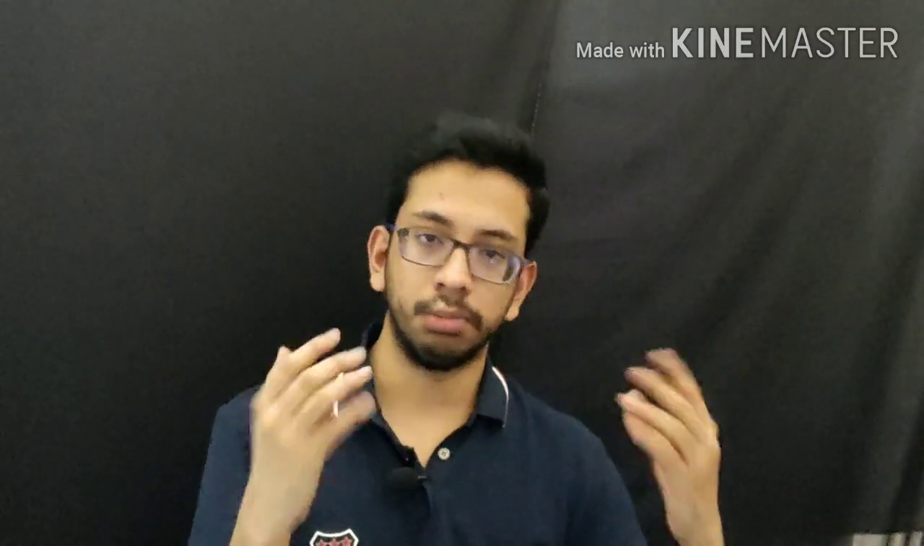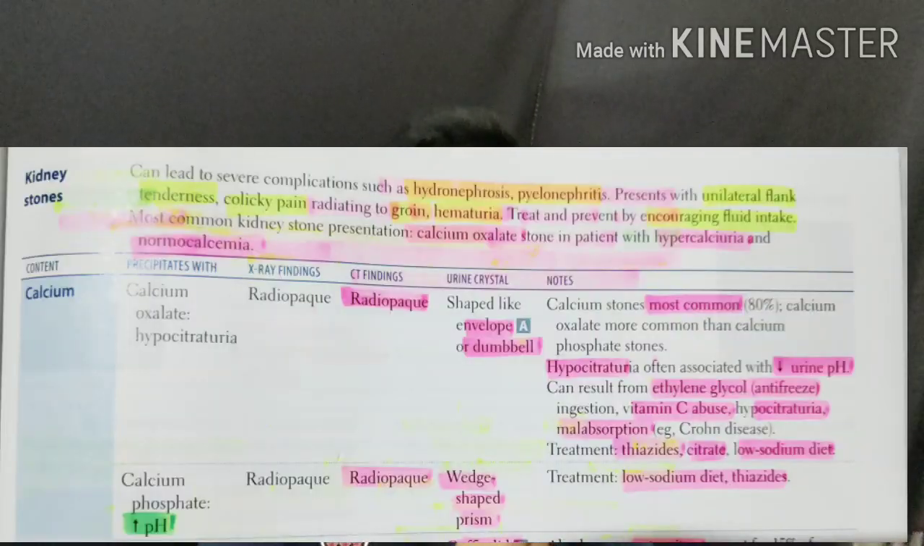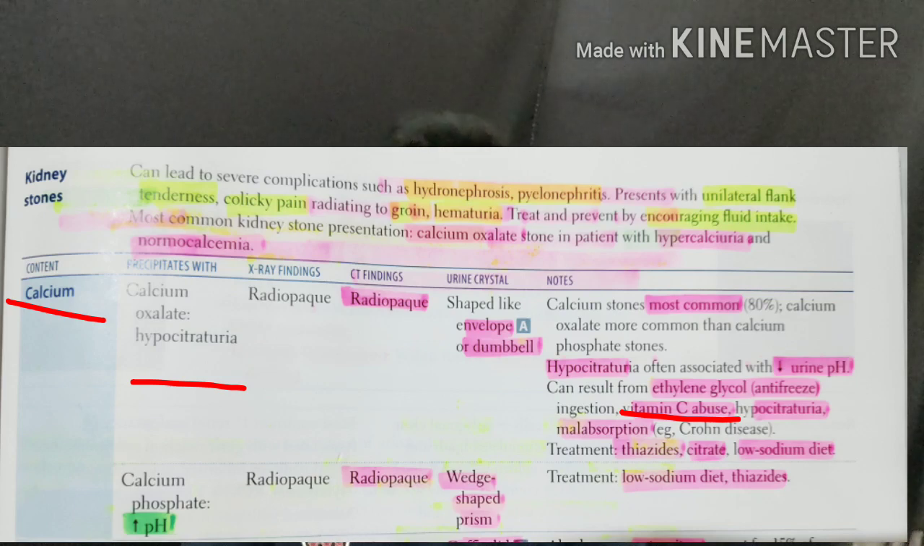So this is a thing that you must remember, that excessive use of vitamin C causes calcium oxalate stone formation in the kidney. How does it cause this? Vitamin C causes hypocitraturia. Hypocitraturia means lack of citrate in urine. What does citrate do normally in urine? Citrate chelates the calcium and doesn't allow the calcium to precipitate in the form of stones. But when you take an excessive amount of vitamin C, it causes hypocitraturia, and when citrate is not there in the urine, calcium will precipitate in the form of stones.